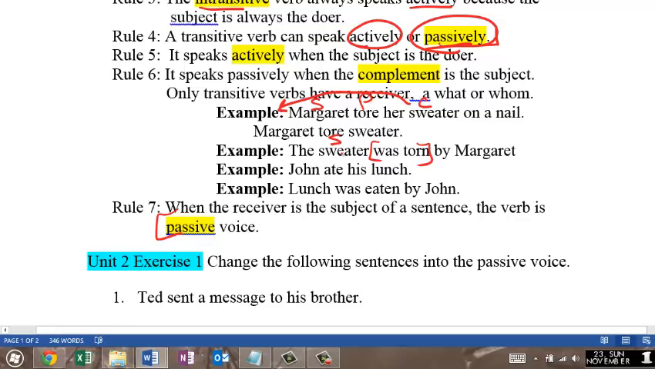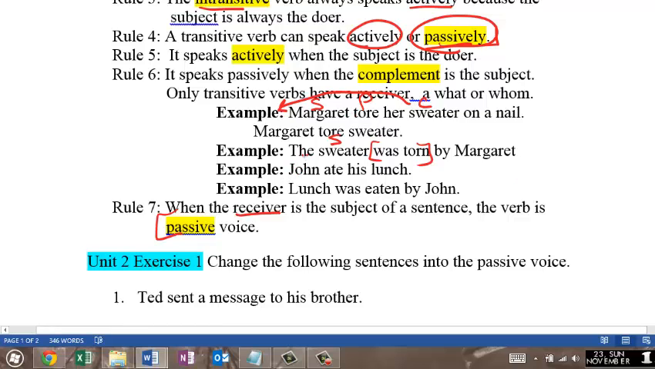In this one, you have to ask yourself, what has the sweater done? What is a physical action that it has performed? A sweater can't perform a physical action. All it can do is receive an action. So when the receiver is the subject of a sentence, the verb is passive.